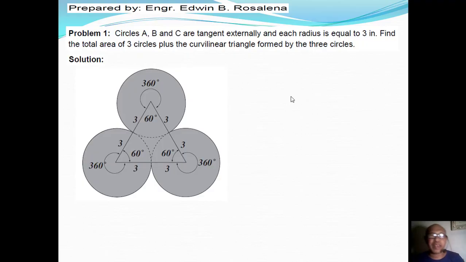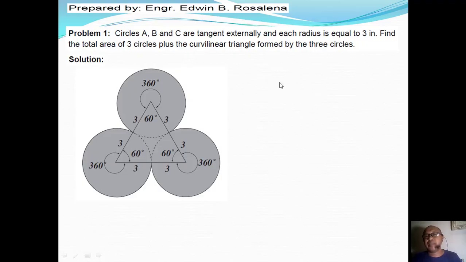So our strategy, our approach in solving the problem, is to solve for the area of the 3 circles and then times 3, and then we will solve for this area so that we can add. But here, in my solution, I will just slice this triangle indicated in the figure. So this is an equilateral triangle with the sides equal to 3. Then I will solve for the area of this triangle, and then notice that I have also a sector of a circle here. So circle without this part of the triangle.